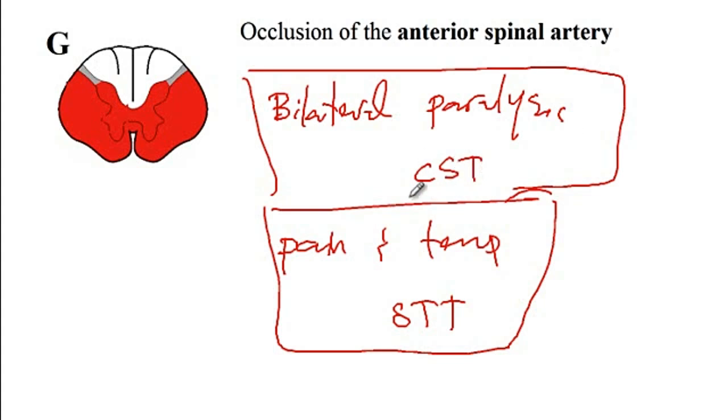Due to the damage to the corticospinal tract, there would be bilateral paralysis, while due to damage to the spinothalamic tract, there would be bilateral loss of pain and temperature. And that concludes our discussion of the spinal tract lesions.